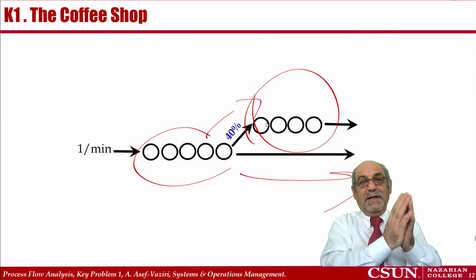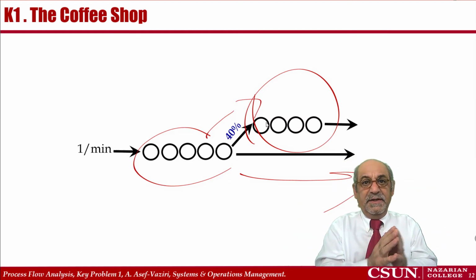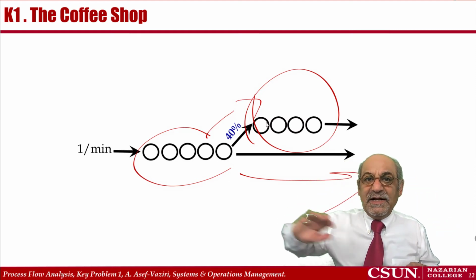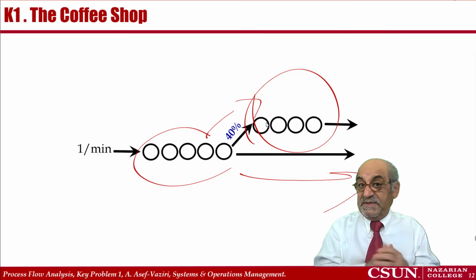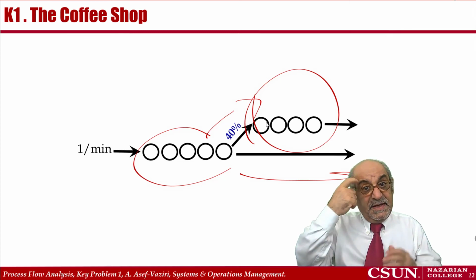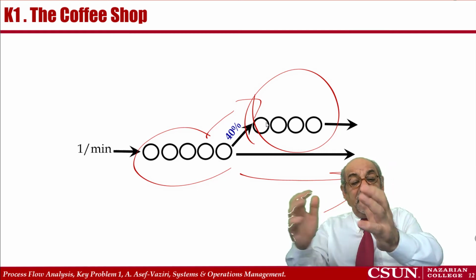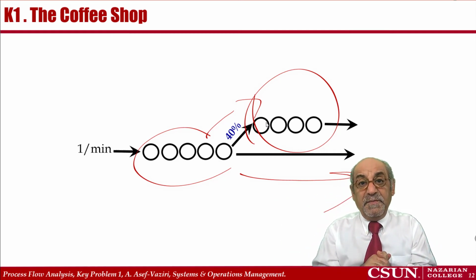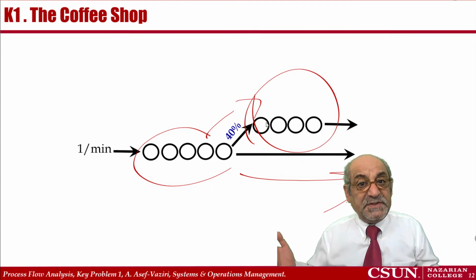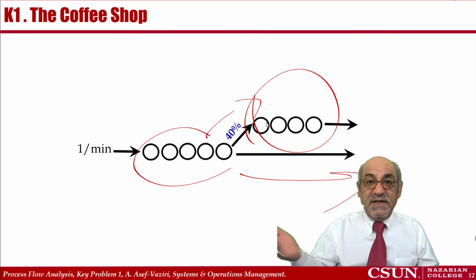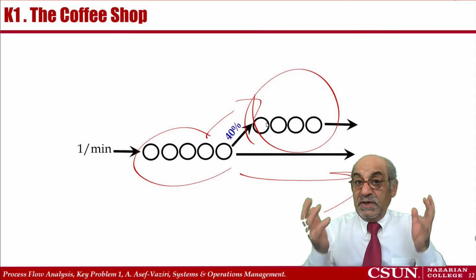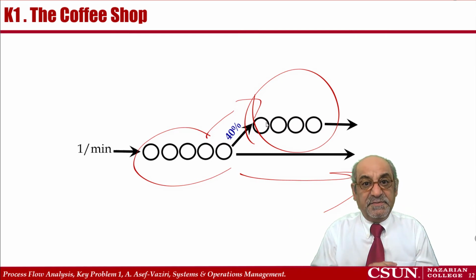Again, 1 person per minute comes in, 60% get black coffee and leave, 40% exotic coffee. In the first line, 5 people. In the second line, 4 people on average. What is the flow time of a person who gets a black coffee, exotic coffee, or in general, what is the flow time of a customer?